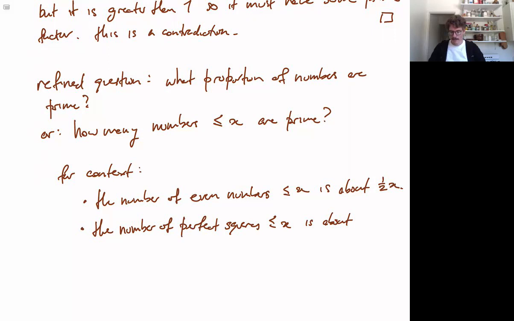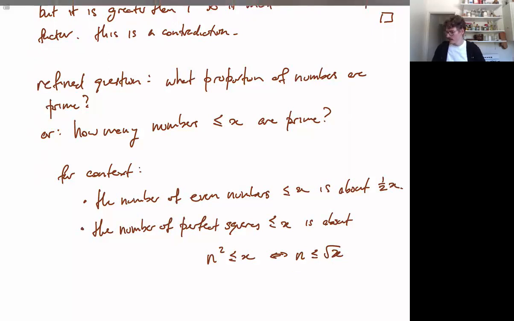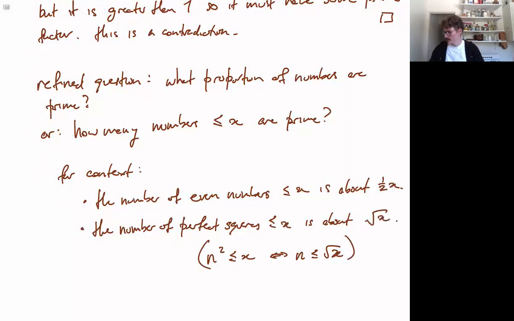So the idea is that n squared is at most x is going to happen exactly when n is at most square root x. So the perfect squares less than x correspond exactly with the numbers up to root x. So the number of perfect squares up to x is about square root x.